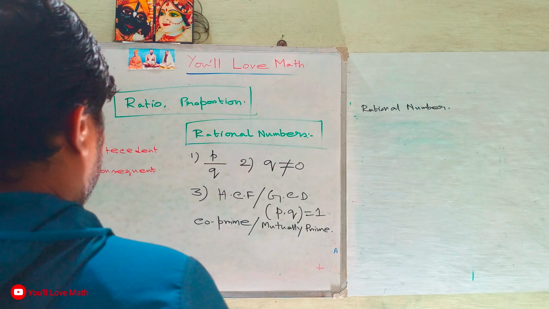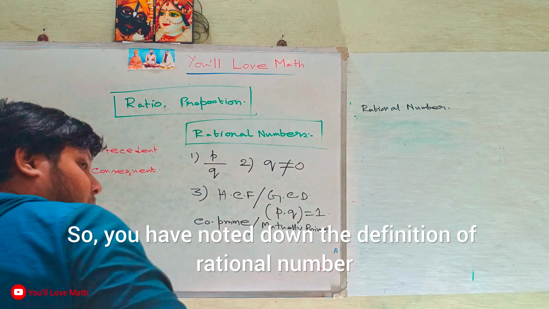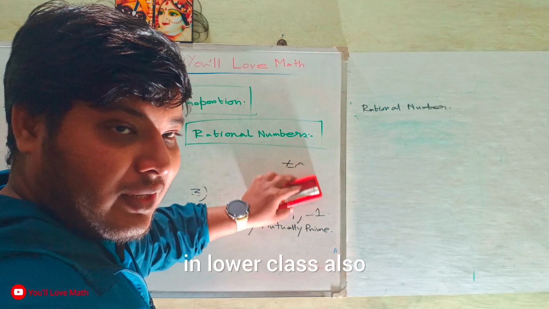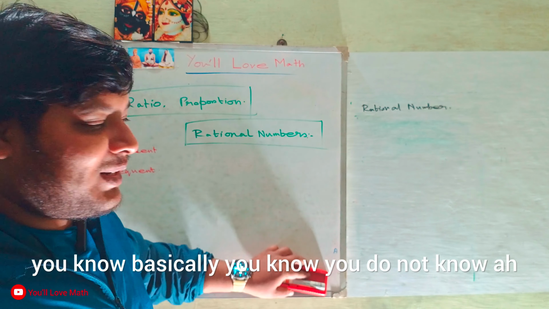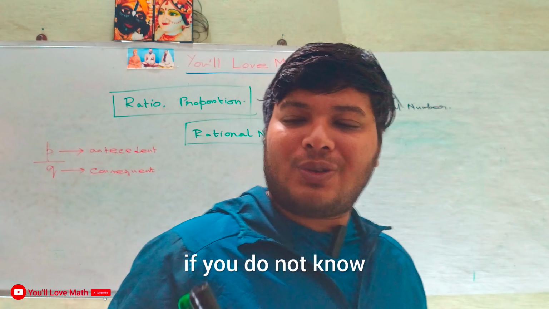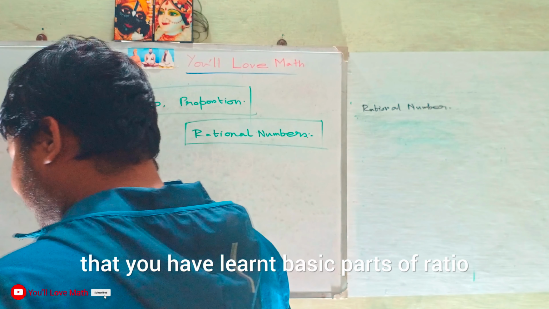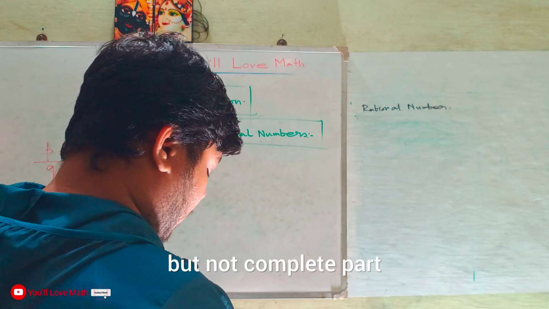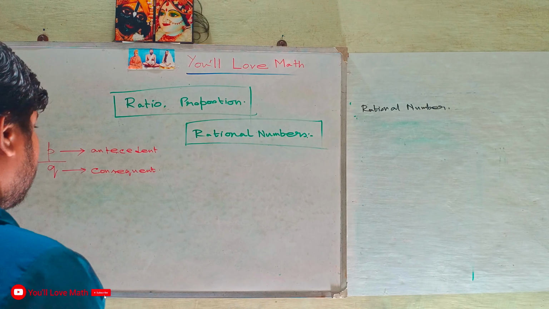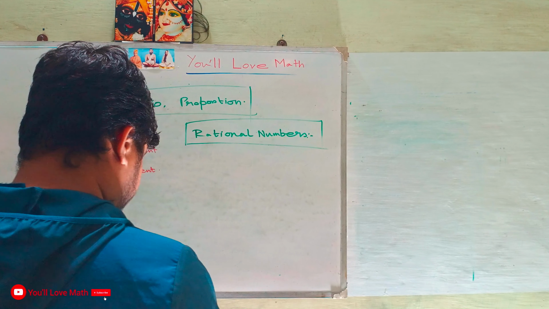You have noted down the definition of rational numbers. It is very important. You have learned it in lower classes also. If you don't know it, I assure you that you have learned the basic parts of ratio, but not the complete part. So we will cover the complete ratio topic. It is an antecedent, it is a consequent.